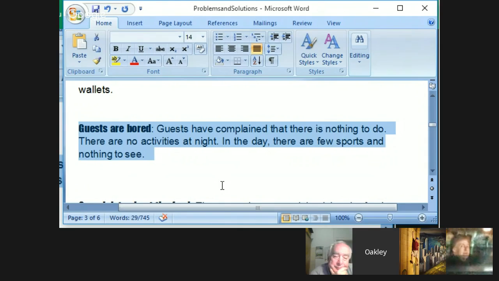Okay, hang on. Let me make my point to Hogan. Playground, I guess playground is countable, so you wouldn't say "some playground." You would either have to say plural, "some playgrounds," or "a playground." Okay?